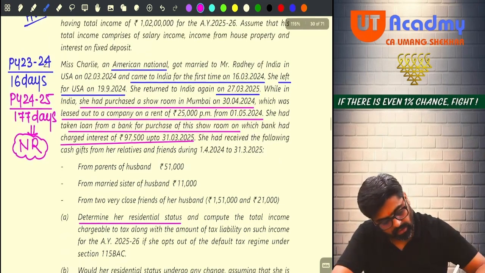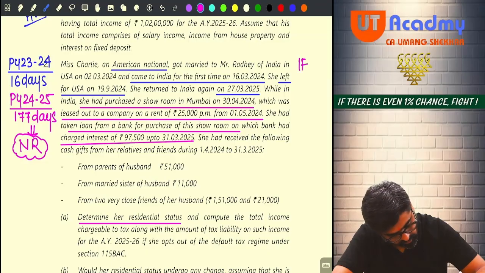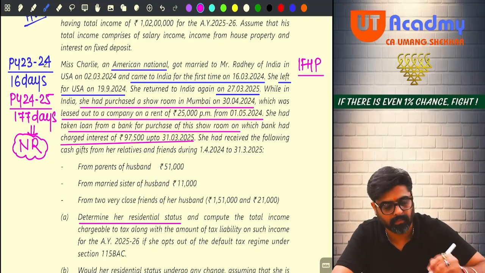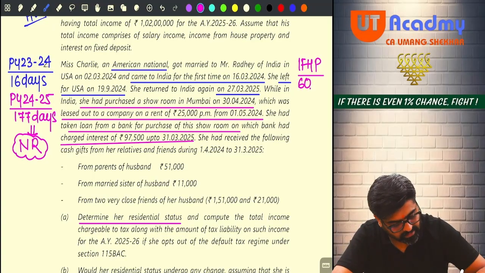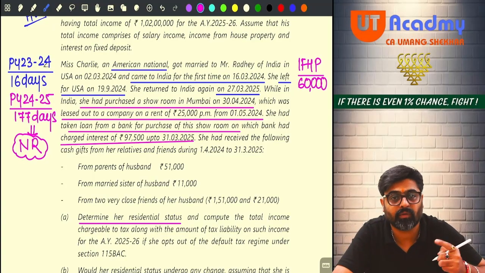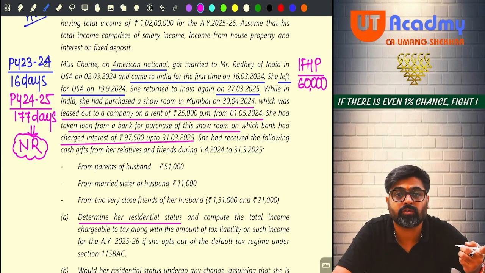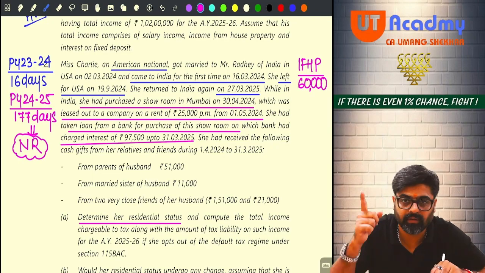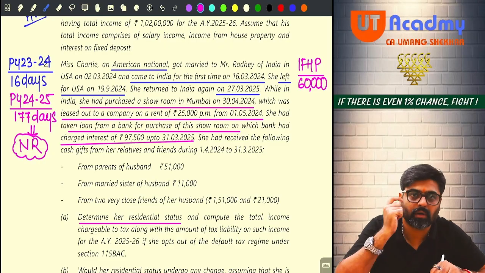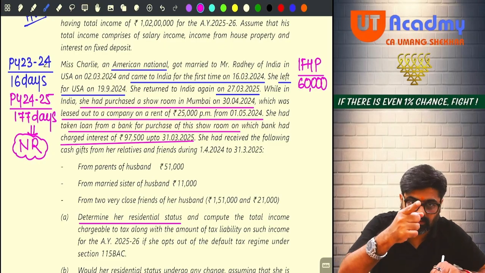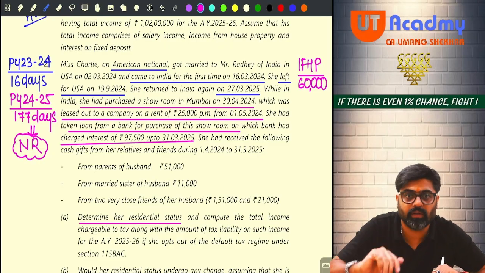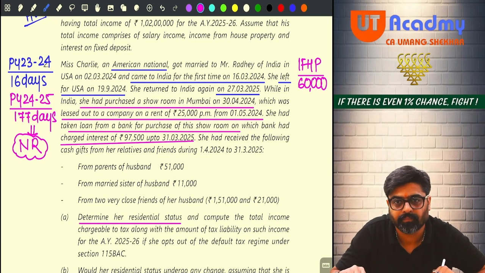So income from house property which she is earning from this house property in Mumbai is 60,000, and this entire 60,000 will be taxable for her in her total income, because this is her Indian income. Even if her status is non-resident, will not be exempt, it will be taxable for her. Indian income taxable always for all the types of assessees, yes or no?